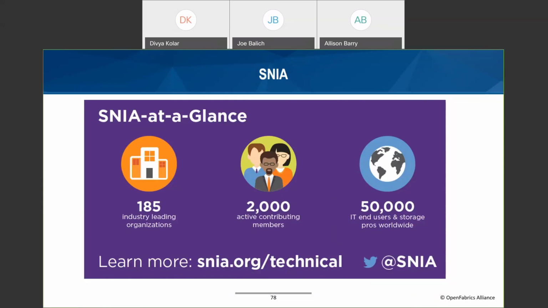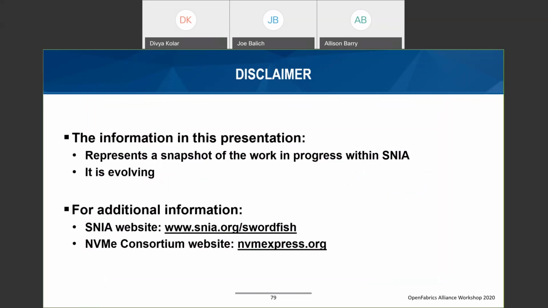Next slide. I want to point out that this is a snapshot. The work we're discussing today is a snapshot of the work going on within SNIA. It's evolving. We're hoping to get material published by the end of this quarter, and there will be more presentations to discuss the work. For more information, you can go to the SNIA website or to the NVMe consortium website. Next slide.